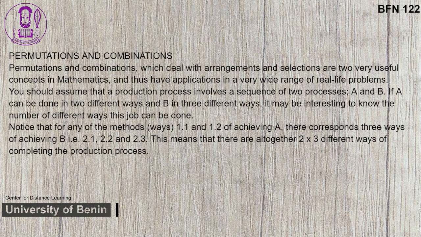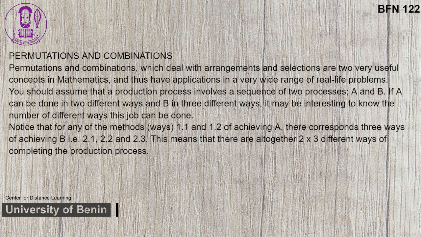Permutations and combinations, which deal with arrangements and selections, are two very useful concepts in mathematics, and thus have applications in a very wide range of real-life problems. You should assume that a production process involves a sequence of two processes, A and B. If A can be done in two different ways and B in three different ways, it may be interesting to know the number of different ways this job can be done.